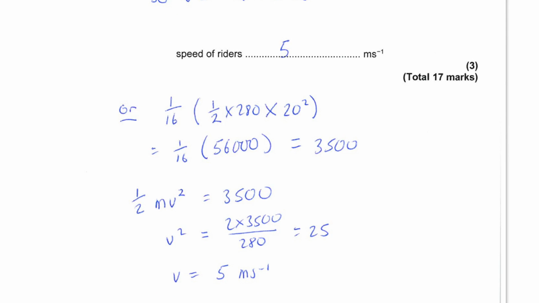I've shown an alternative approach here as well. You could calculate a value for a 1/16 of the original kinetic energy. So here we have a 1/16 of a half mv squared. This gives the final value for the kinetic energy, and you can from that then calculate the velocity.